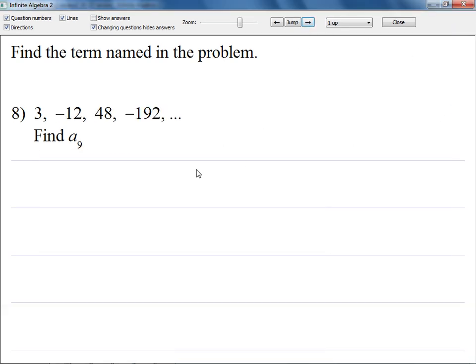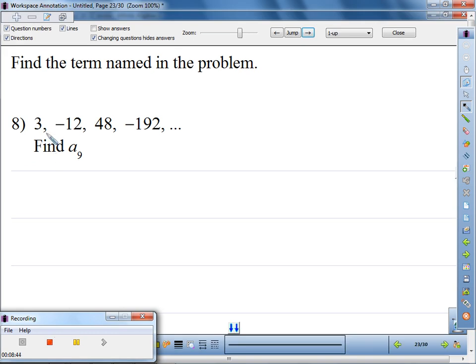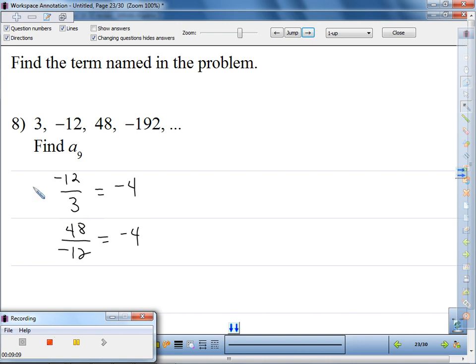Now here we're oscillating back and forth between a positive and a negative number, so it's not going to be arithmetic, because with arithmetic, you're either going to be decreasing or increasing. You're not going to be going back and forth. Okay, so for this one, it's probably geometric. So let's take negative 12 and divide by 3. We get negative 4. Okay, just to double check for our common ratio, I'm going to take 48 and divide by negative 12. I still get negative 4. Alright, so our common ratio is negative 4.